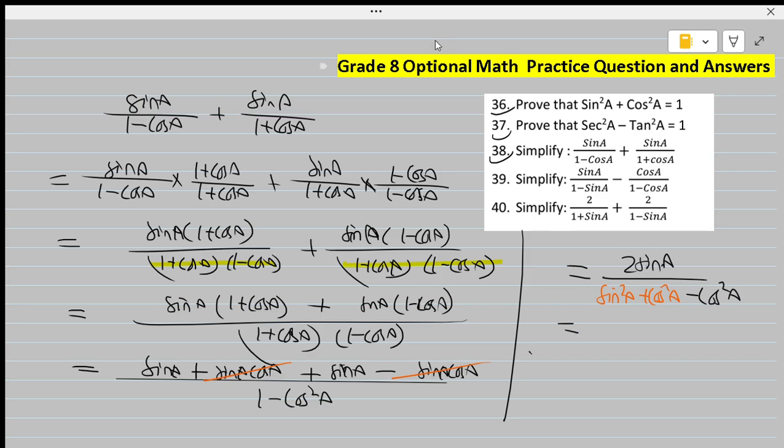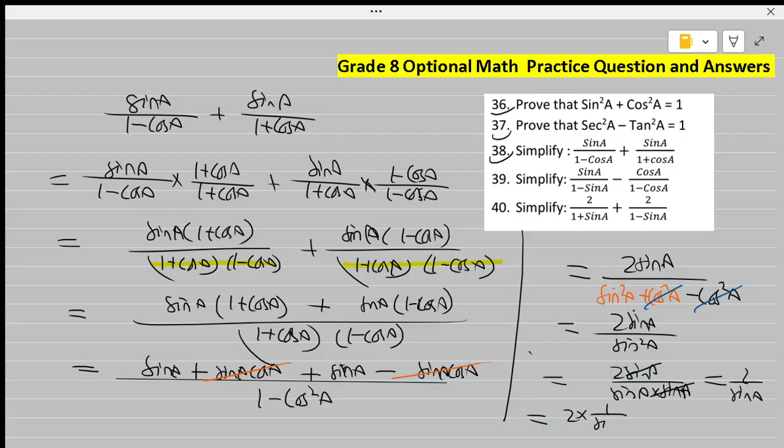And now you cancel these two, plus cos square and minus cos square, so 2 sin A over sin square A, is it? And that sin square A you can break and write as sin A into sin A. So one sin A gets cancelled, and there remains 2 by sin A, and you can separate it and write 2 into 1 by sin A, and 1 by sin is cosec. So this way we get it simplified and we get 2 cosec A. So 38 is done, and very similar to 38 are 39 and 40, so you can do them yourself.